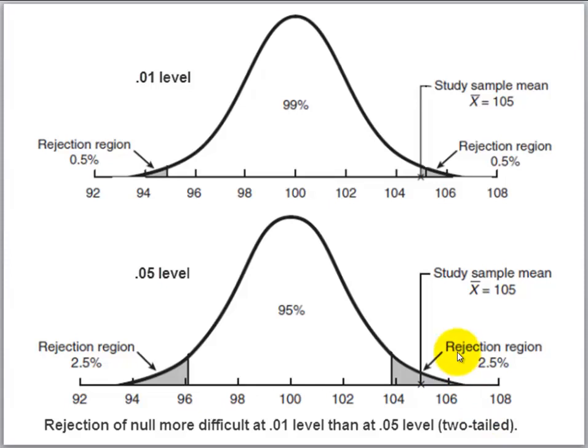So here's a comparison of the rejection regions when we use the 0.05 level and when we use the 0.01 level, and you see that the rejection regions when the 0.05 level is used are larger and that they begin closer to 100, that is, to the value stated in the null. So here our result is indeed in a rejection region, so we reject at the 0.05 level, and here it just misses being in the rejection region. The rejection region begins right there. So it is indeed more difficult to reject at the 0.01 level than at the 0.05 level, other things being equal.